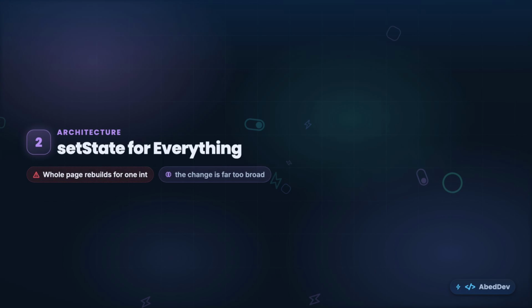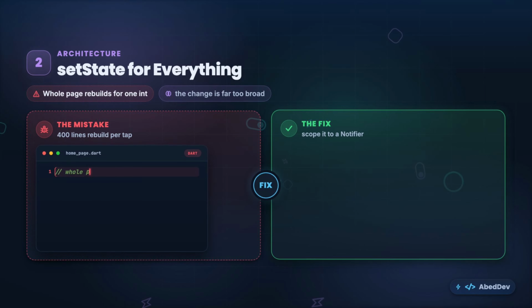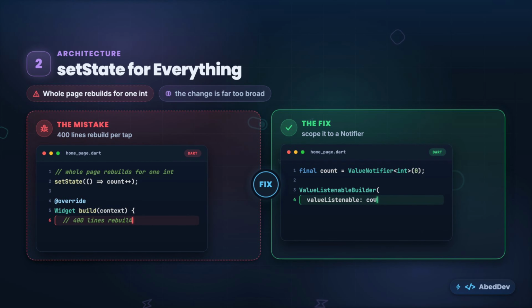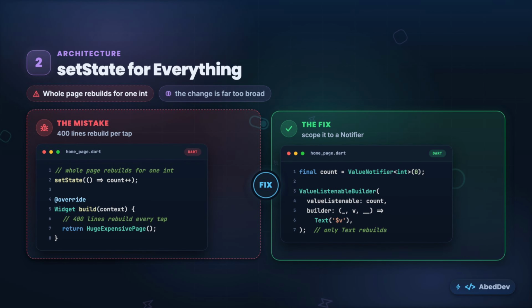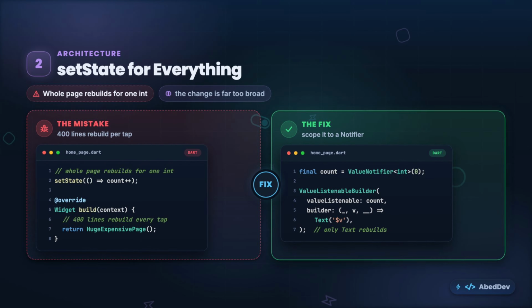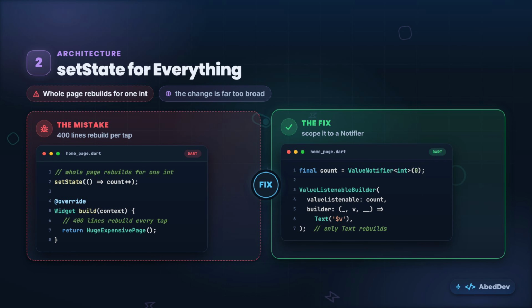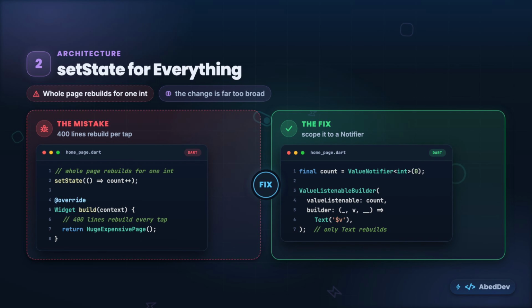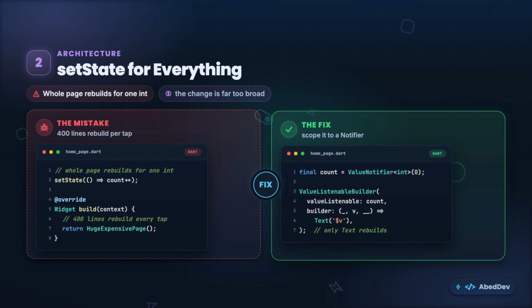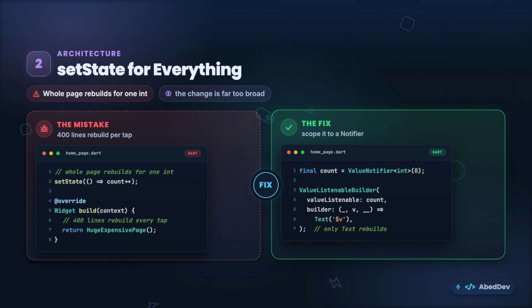Number 2. Reaching for setState for everything. One integer changes, a counter, a toggle, and because setState lives at the top of the page, 400 lines of widget tree rebuild for it. The change is far too broad. The fix: scope it down, move the value into a small notifier, and only the widget that cares about it rebuilds.